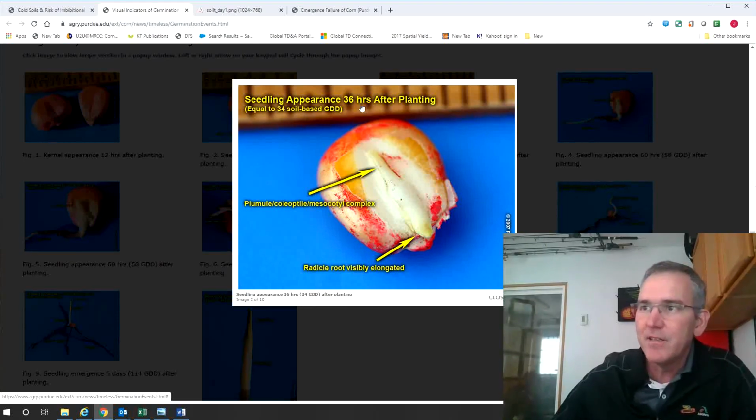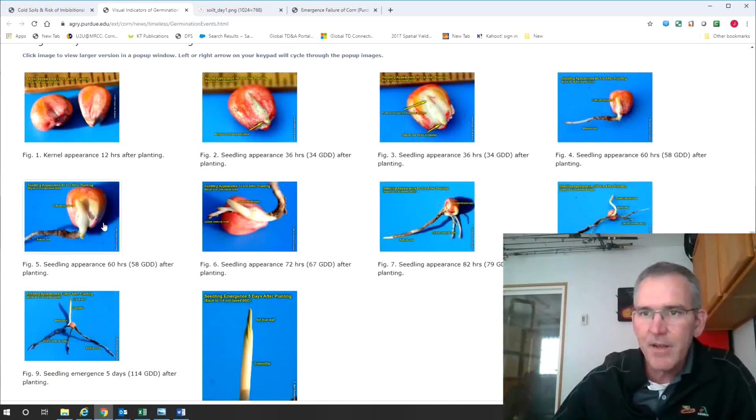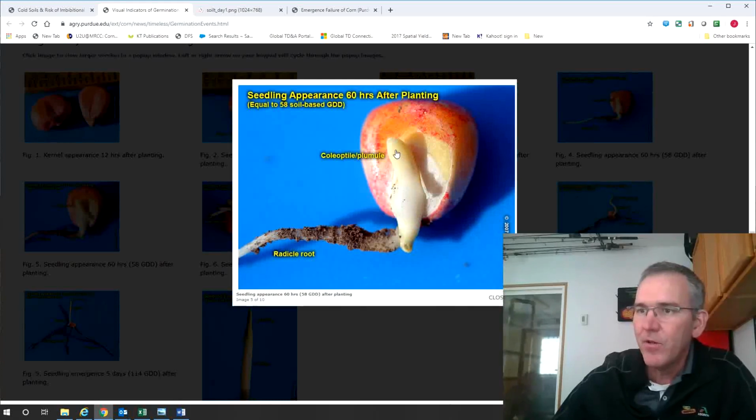Typically, it should look like this just after 36 hours, but as cool as we've been, I'm sure that we have some seedlings that have been in the ground that aren't much past this. You're going to see the seed swollen. You're going to see the radicle start to develop. Later on after that, you've got more development out of the coleoptile, and the radicle continues to develop. But these structures are nice, firm, white pieces of tissue that will be developing.